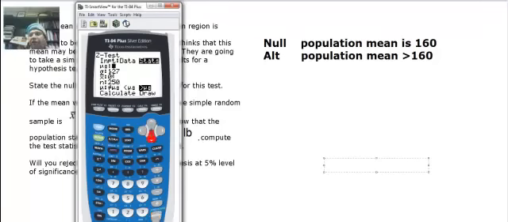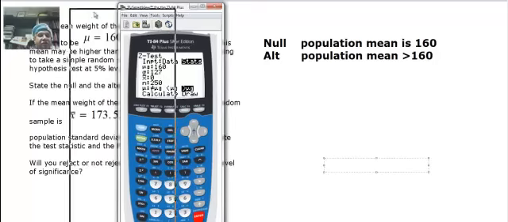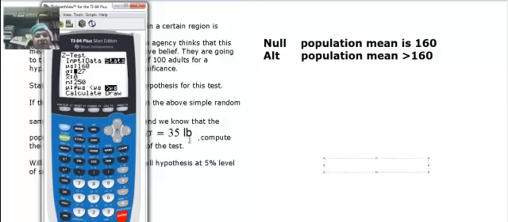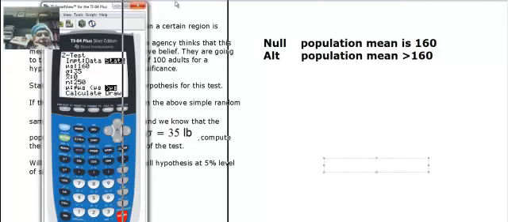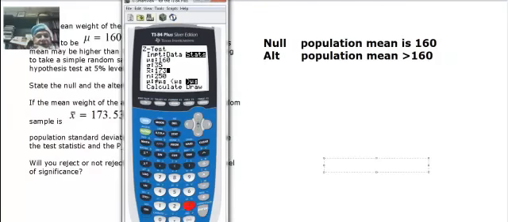So what's the population mean according to my null hypothesis? That's what this mu-zero will refer to. 160. That's very good. And the population standard deviation, sigma, is what? It's 35. See, 35 pounds right here. Sample size is 100. And what was my sample mean? 163.5. Very good. And how many do I have in my sample? 100. And for the alternative, I still have the same one selected, greater than, and we'll say calculate.